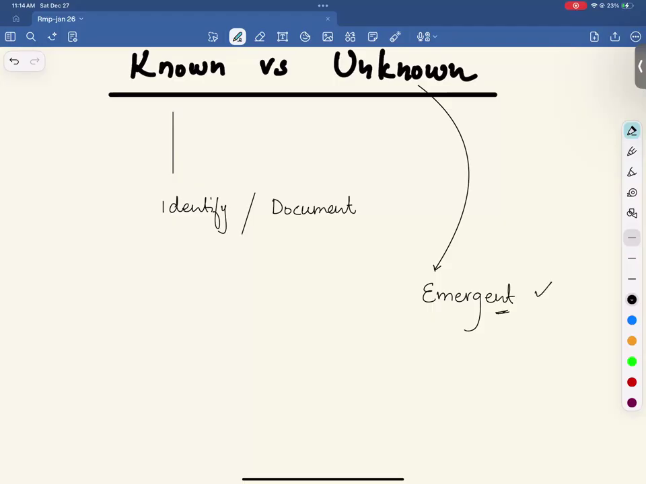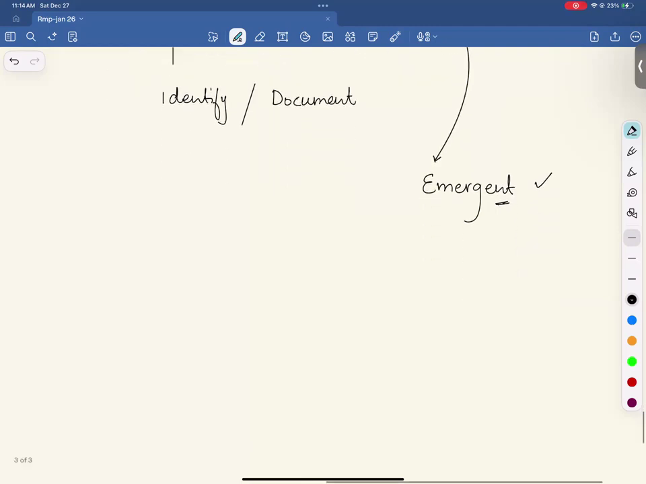Emergent risk, right? Like COVID-19. Yes, absolutely. Okay, so treatment of known versus unknown risk is different. Let me give you an example. You're taking the exam and you're saying, poor internet connectivity during the exam. Is it a known risk or an unknown risk?